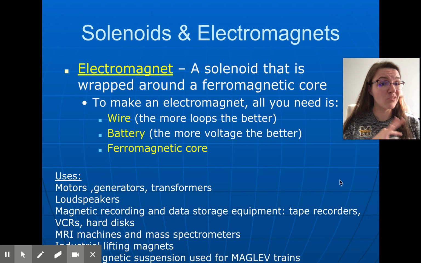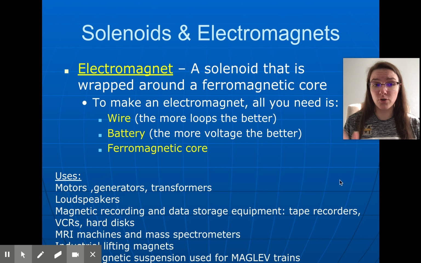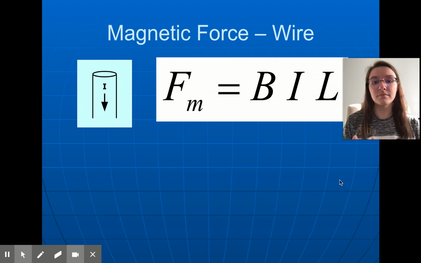Electromagnets are used all over the place. They are very common. Motors, generators, transformers, loudspeakers, microphones, any kind of recording or data storage equipment like tape recorders, hard disks, MRI machines, industrial lifting magnets are electromagnets. Electromagnetic suspension, like with maglev trains. Electromagnets are everywhere. They are very useful.